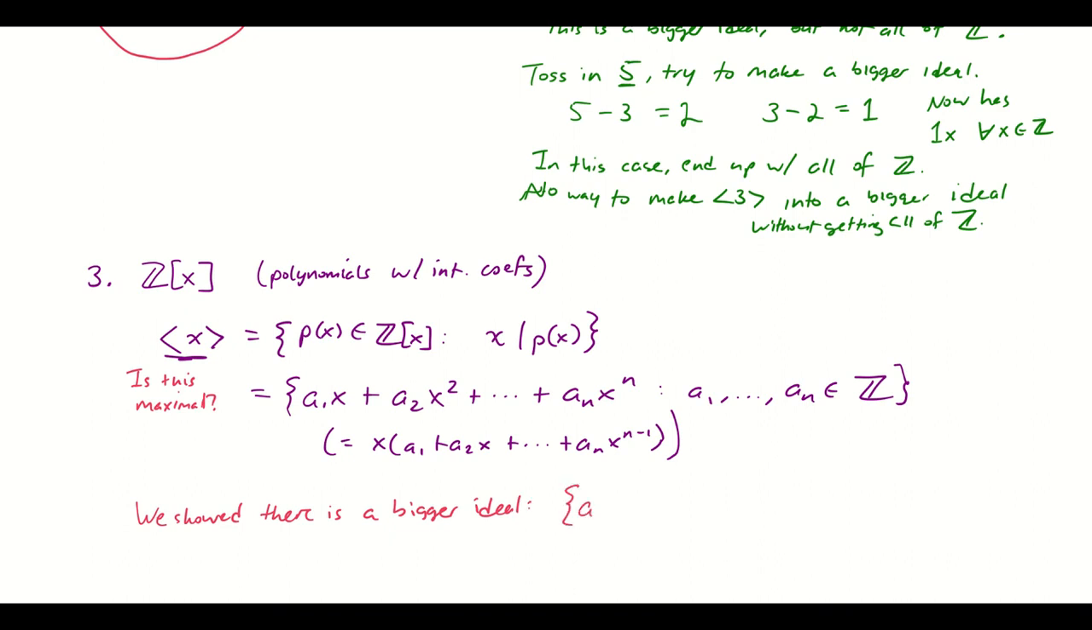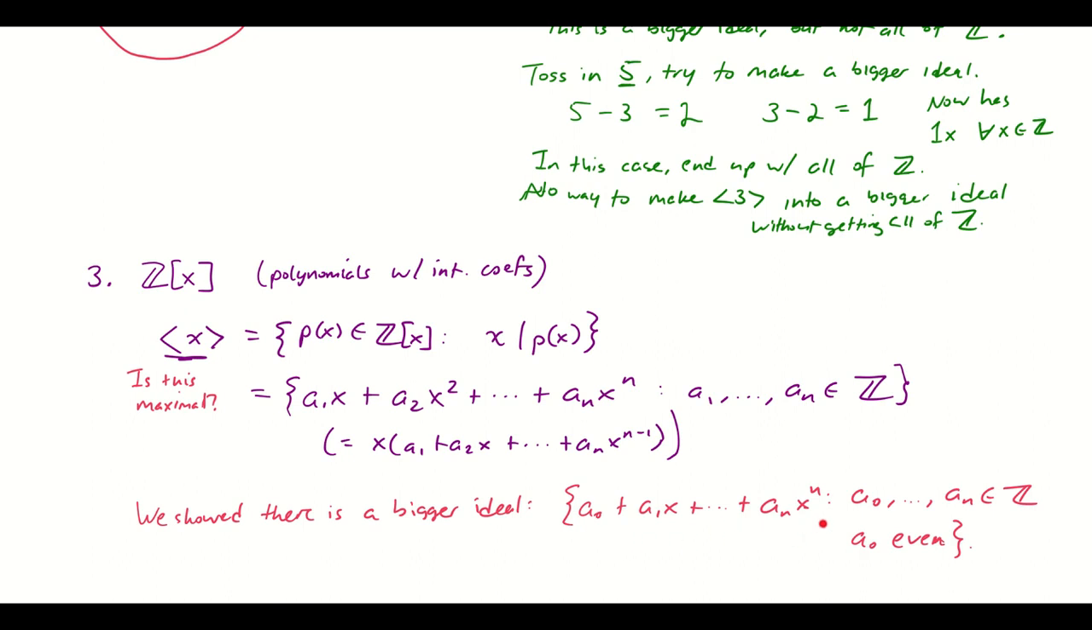And that was the set of all a0 plus a1x plus etc. up to an x to the n, such that all the a's were integers and a0 was even. Okay, kind of a weird example, but that is an ideal. I believe we proved it in a previous video. It's an ideal. It's an additive subgroup of Z[x]. It does absorb multiplication, and it's certainly bigger than this because it contains polynomials with non-zero constant terms.